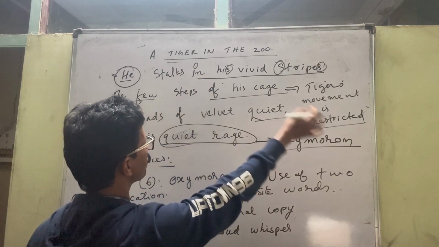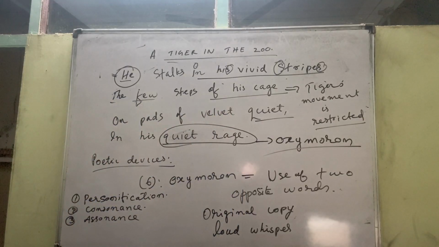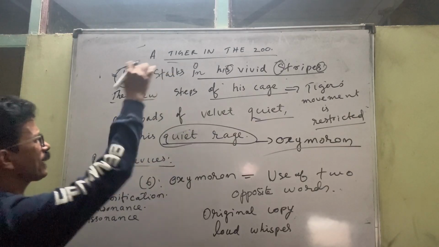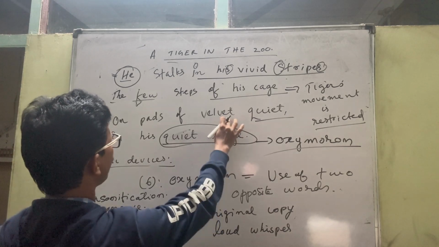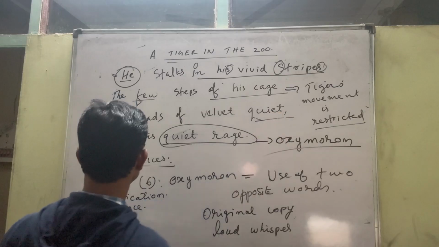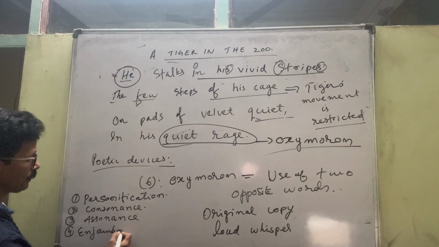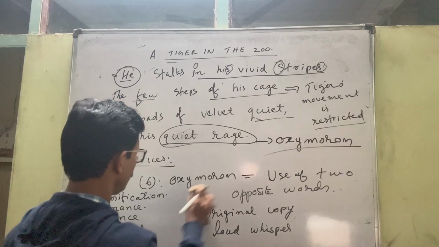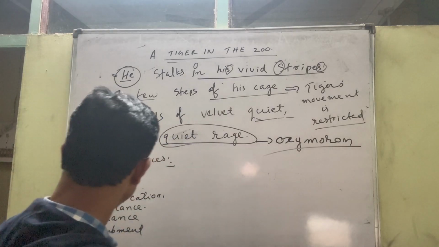Here is another example of assonance. So we have two examples here. The first line has one, and in the third line also you will get the vowel repeated. And number four was enjambment. Then you see metaphor.